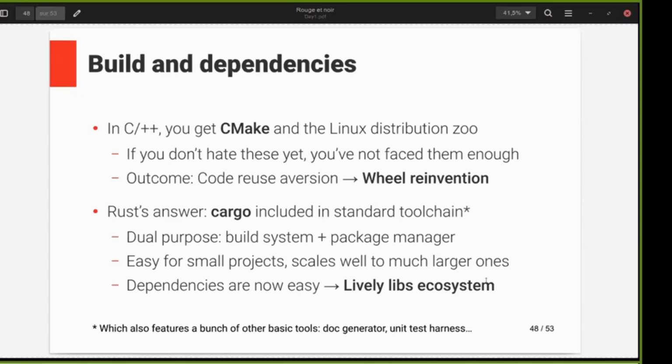And one thing that Cargo managed to do, which CMake and the Linux distributions didn't, is to make dependency management easy. As a consequence, people in the Rust community are much more eager to use external libraries, and then we get a much more lively library ecosystem.